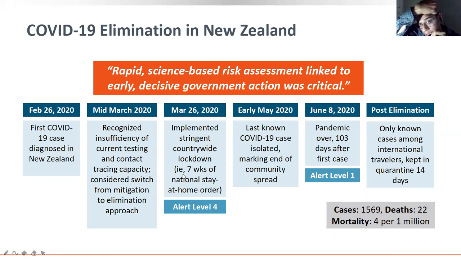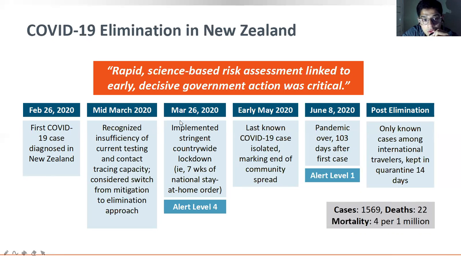How New Zealand got back from the coronavirus cases. On 26 Feb, they got the first case of coronavirus in New Zealand. Mid-March, they recognized insufficient testing and contact tracing capacity, and switched from the mitigation approach to the elimination approach. They found they had very low capacity, so they increased tracing capacity, increased testing, and did many things.